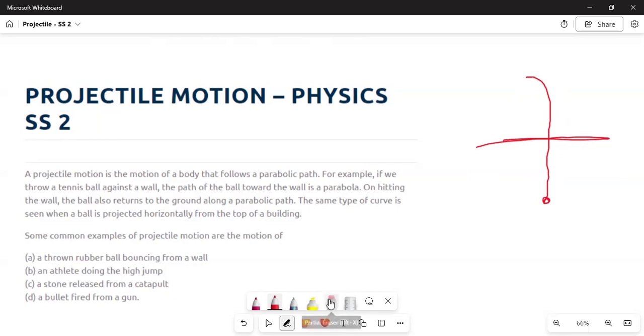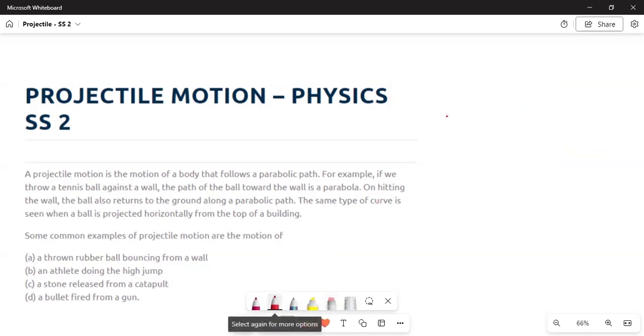Then a bullet fired from a gun also follows a parabolic path. When a bullet is fired off a gun, it goes to a certain height and then comes to the ground. As it goes, it traces a curve. So all of that are examples of projectile motion.